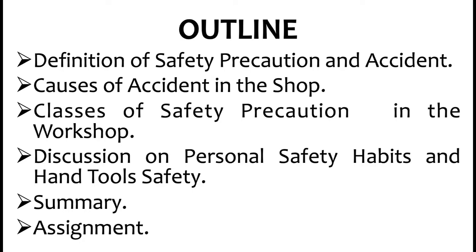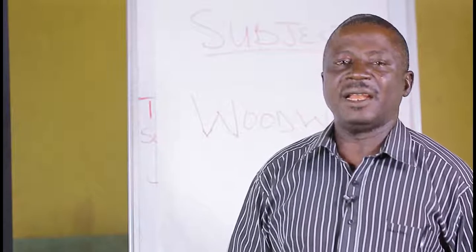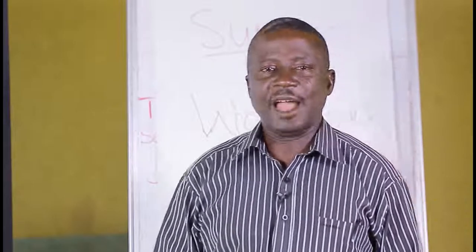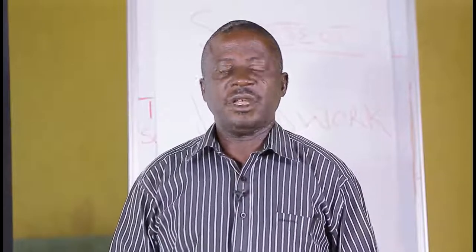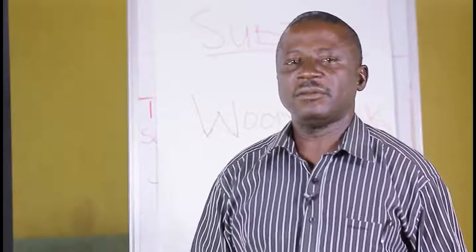We will further, out of these classes, pick two. We'll discuss what we call personal safety precautions in the workshop, and then hand tool safety precaution. After we have discussed that, we will take a summary, and then an assignment that will keep us busy at home while we read our books. Let us go into the definition.